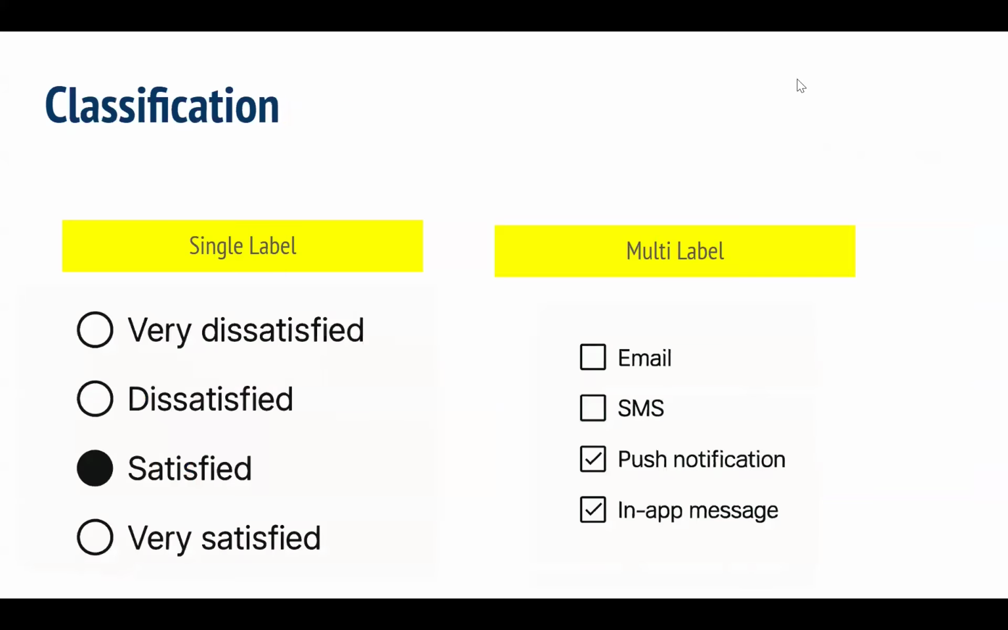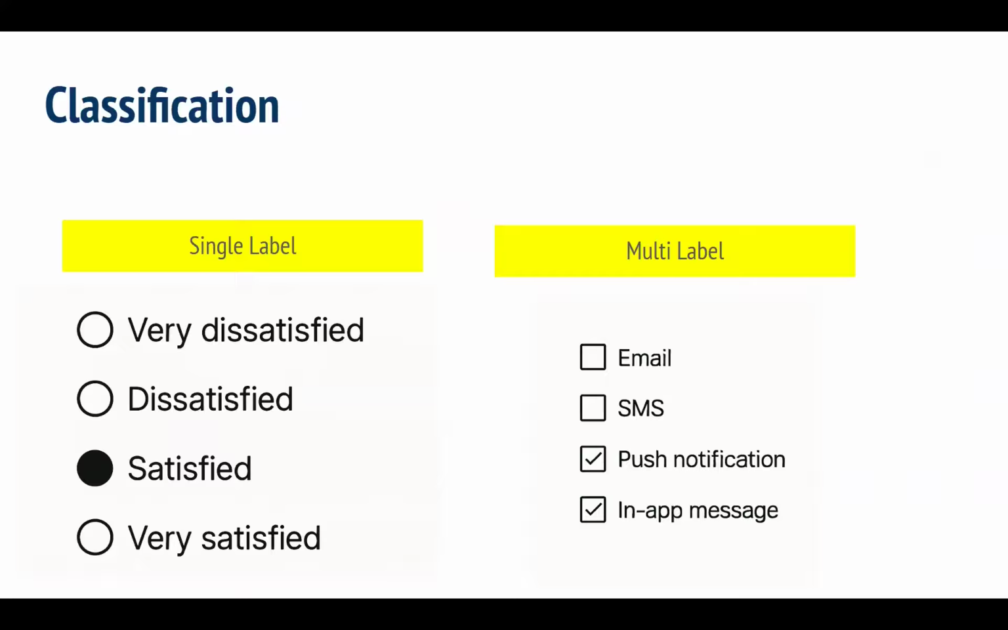So, what are the different types of classification tasks? There is single label and multi-label. Single label means that the instance or the data point applies only to one class. I'm trying to predict customer sentiment. Is the customer satisfied, dissatisfied, very satisfied, or very dissatisfied? There is only one label. The customer cannot be dissatisfied and satisfied at the same time.